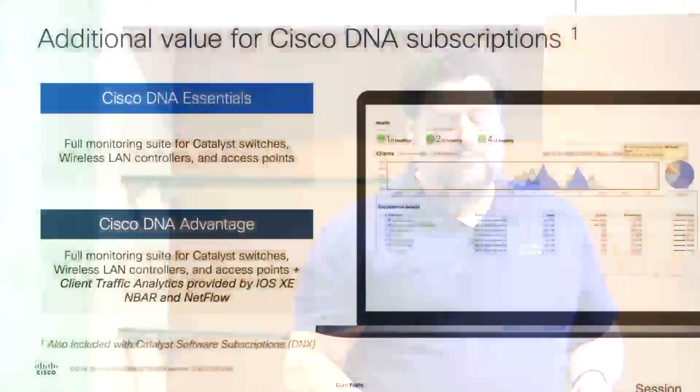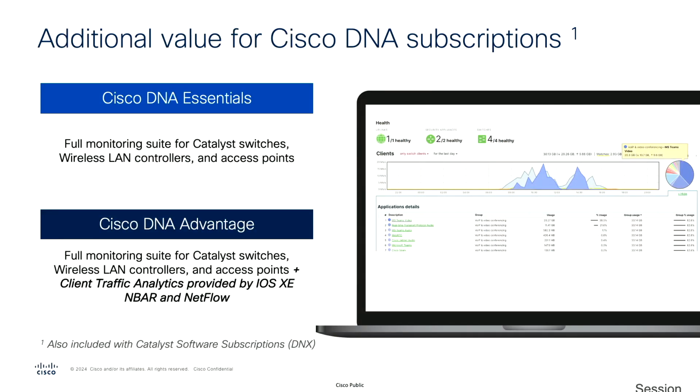Everybody always asks about licensing. So cloud monitoring is included with your DNA license, whether it's Essentials or Advantage. The only difference is Advantage gets you client traffic analytics, so we get the in-band data from the controller, grab that data and display it in dashboard. That requires the Advantage.